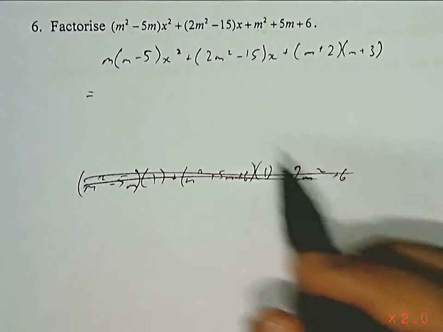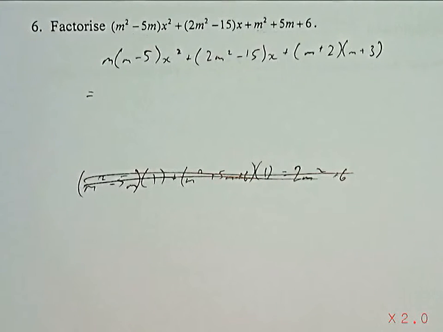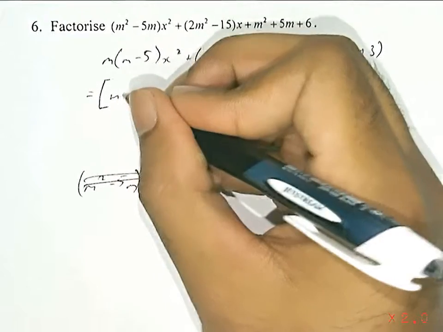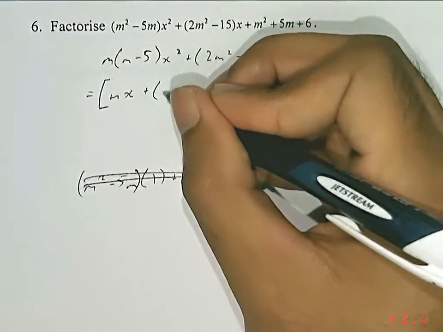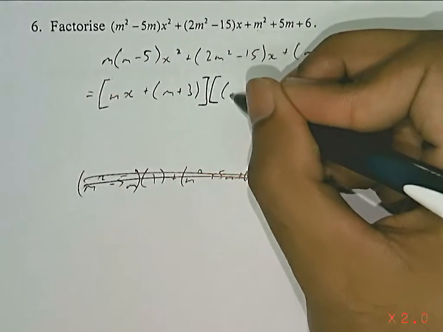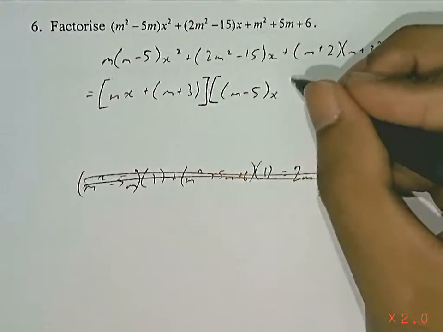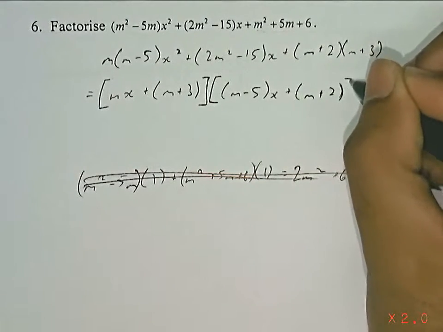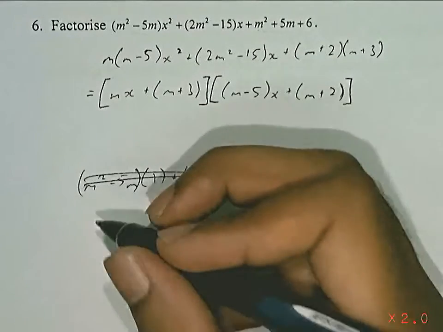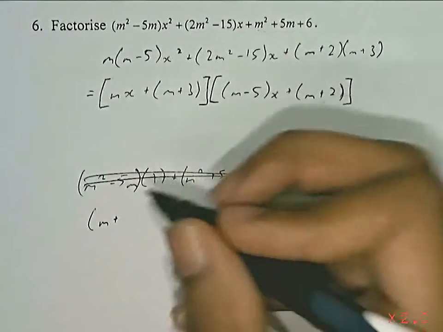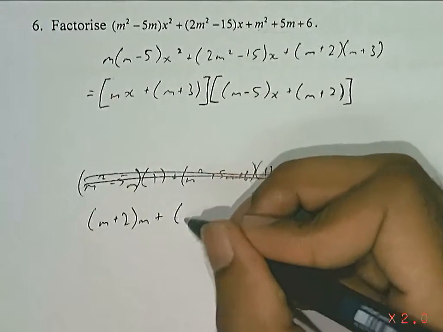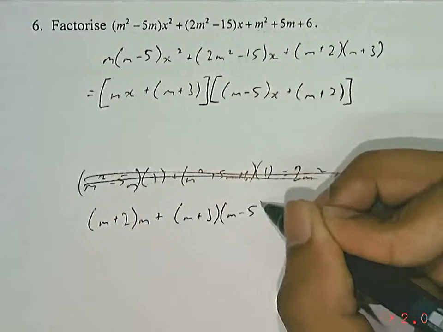So you'll have to look at the factors now. Let's just try this out. If you take mx plus m plus 3 on one side, and on the other side you take m minus 5x plus m plus 2. Now let's do the same thing using these values. You take m times m plus 2, and then you add it with these two, that's m plus 3 times m minus 5.